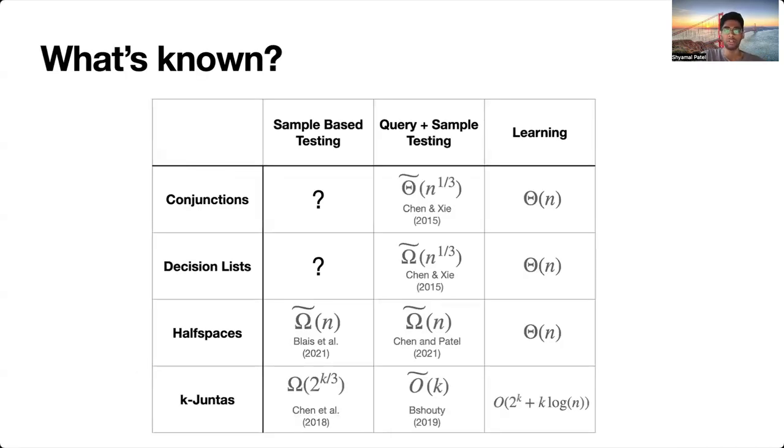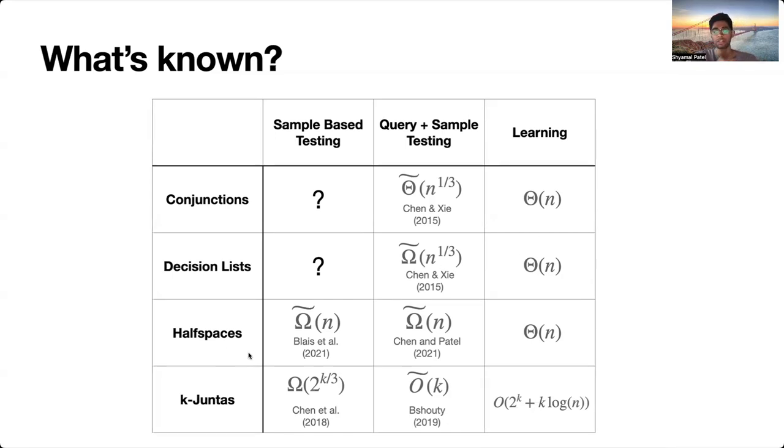Great. So now what's known in this testing versus learning model? First off, it's known that for conjunctions, we only need n to the 1/3 queries to test whether something is a conjunction. And now this is much better than learning, which requires theta of n samples. For decision lists, we don't have any upper bounds, but we do know the lower bound for queries from this paper by Chen and Shi also applies here. And then, again, it needs n samples to learn.